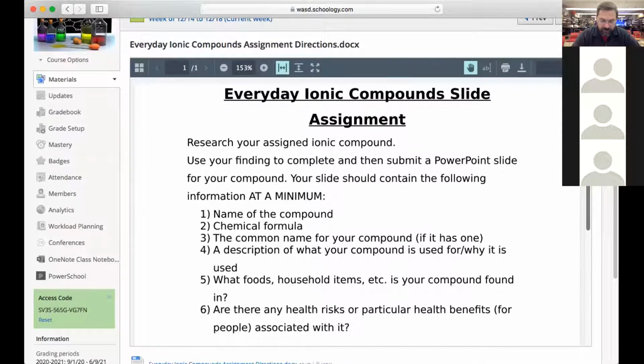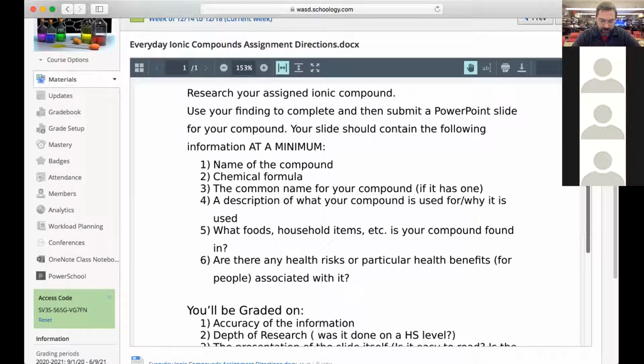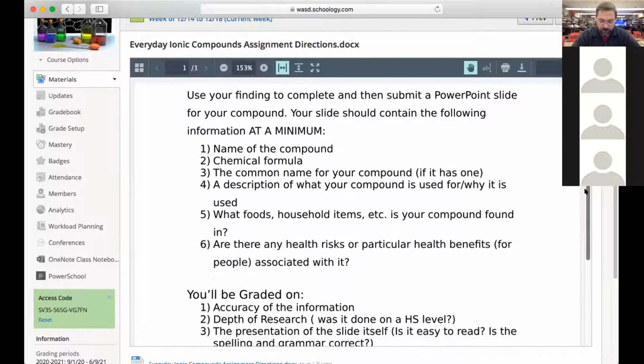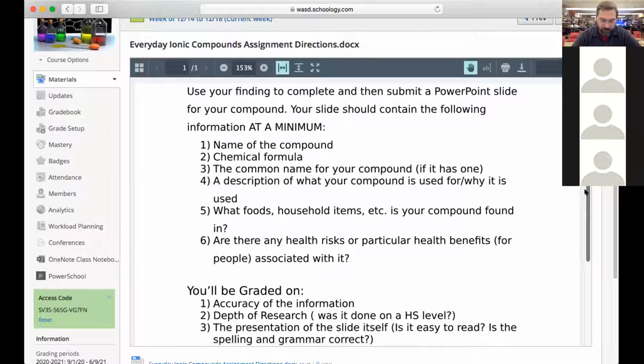So the Everyday Ionic Compound slide assignment is you're assigned an ionic compound. They're just randomly assigned, and you just create one slide. There's a PowerPoint slide that is in the OneDrive. You complete that one slide, and then I'm going to assemble them as one presentation, and then you can go through and look at everybody else's.